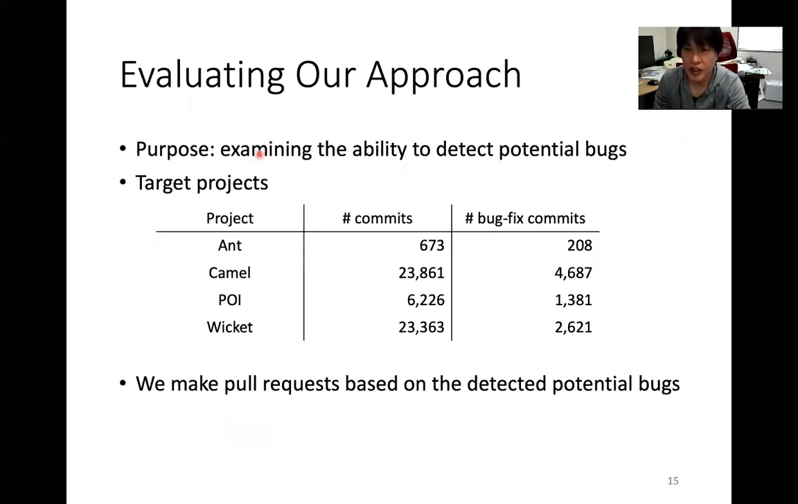Next, I will talk about evaluating our research. The purpose of this evaluation is examining the ability of our approach to detect potential bugs. We used these four projects included in the Apache Software Foundation because these projects assign a unique ID to each bug that occurred in the project. And the commit message of a bug fix commit includes the corresponding bug ID. Thus, we can judge whether each commit is a bug fix or not. In this evaluation, we made pull requests based on the detected potential bugs.